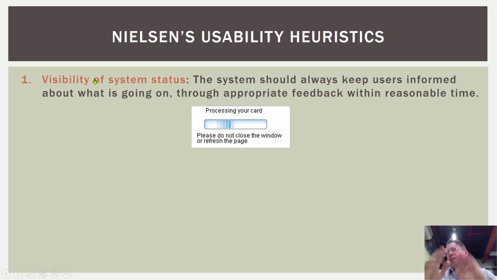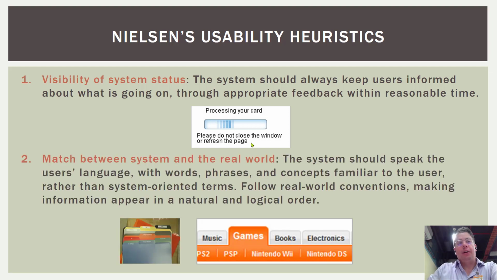And so you're like, hey, did it accept my click? Well, I can't see that. It's not giving me any indication that it has. So I'm going to continue to interact with it. So something like this, okay, we're processing your card, don't close the window or refresh the page. That is telling me, okay, it's doing something. The system status is visible to me. That would be a good example here.